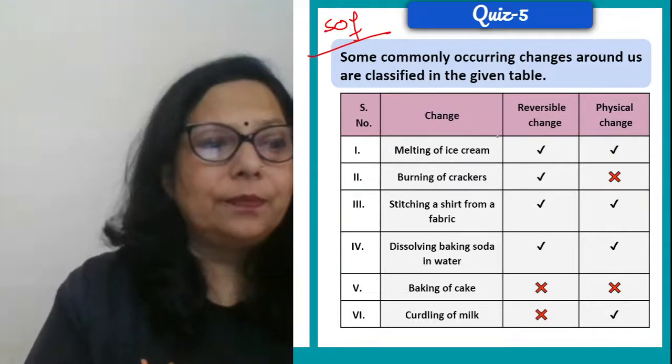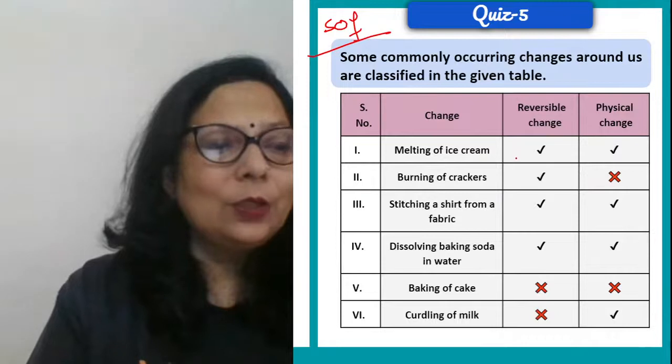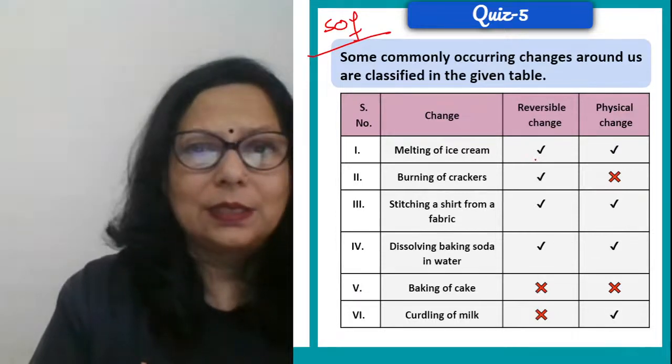Melting of ice cream. Yeah, it's on 18th October. The next date is 3rd November, I guess.